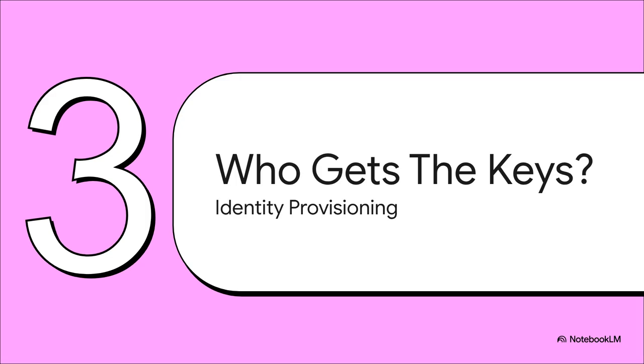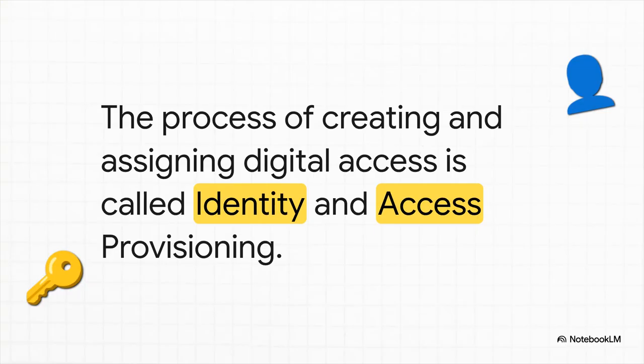Okay, so if these are the digital locks, then the next question is pretty obvious, right? Who gets the keys? How do companies decide who gets to open which doors? Well, it turns out there's a very formal process for doing just that. It's called identity and access provisioning. It sounds complicated, but it's really just the step-by-step process of creating a digital identity for someone or even something, and then being super careful about what it's allowed to access.